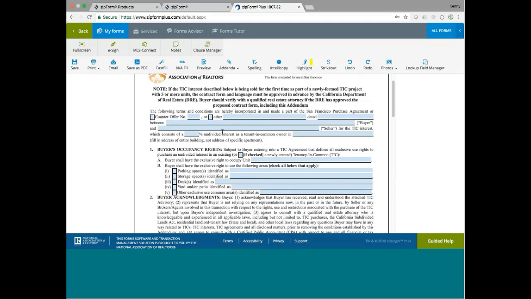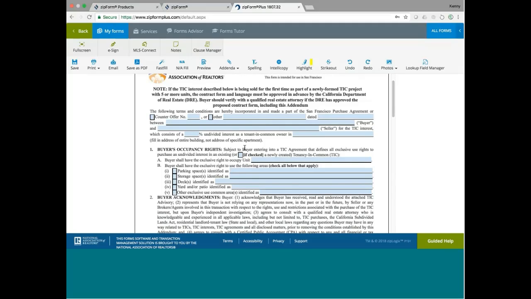Why do we need an addendum? There must be things that are not found in the standard purchase agreement that are unique to a TIC sale. That's why we have no place to put these provisions in the purchase agreement, nor are they appropriate for the standard purchase agreement anyway. Therefore, we need a separate addendum. It's called the TIC addendum. Okay? All right.